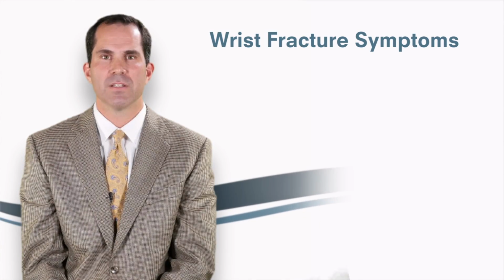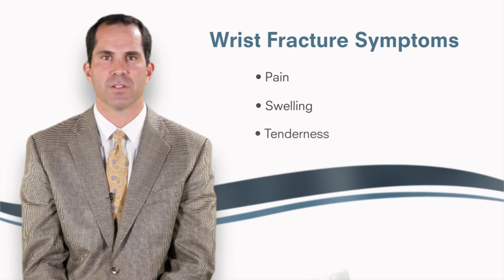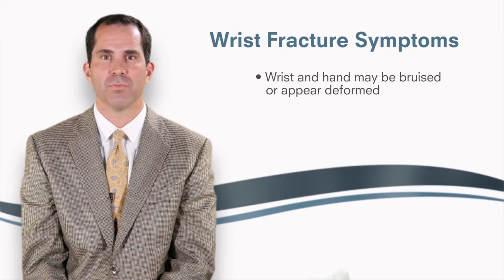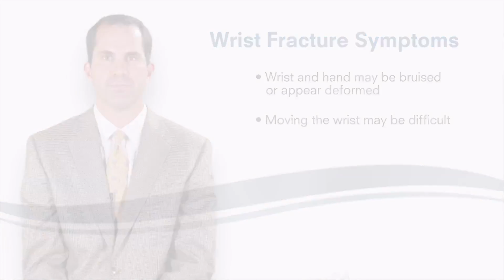Symptoms of a distal radius fracture typically include pain, swelling, and tenderness at your wrist. Your wrist and hand may be bruised and appear deformed. Moving the wrist may be difficult or painful.